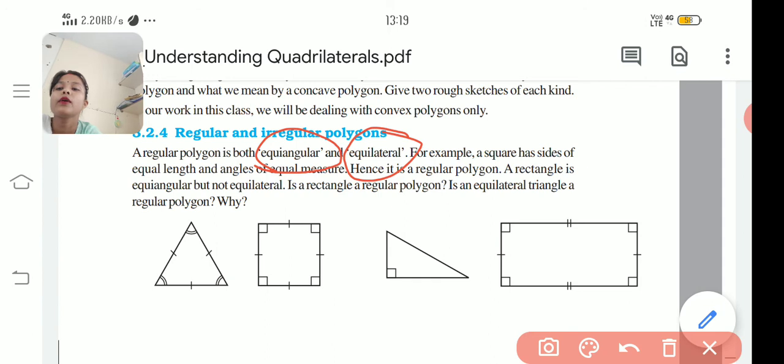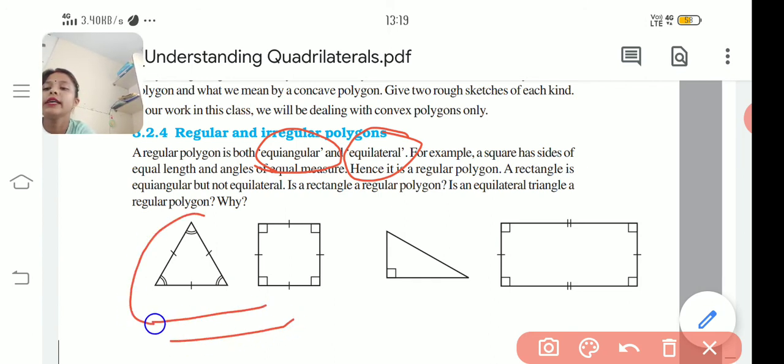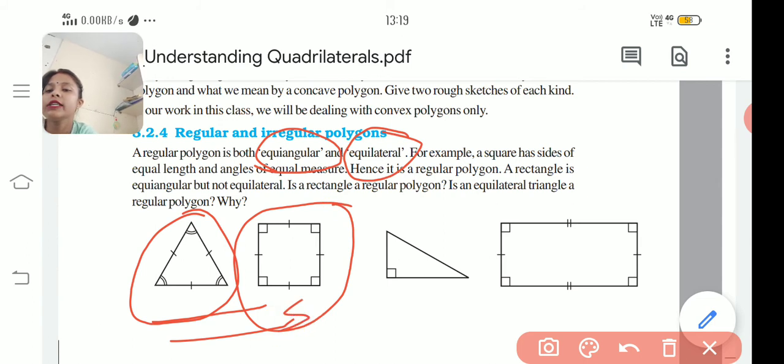Fine. Okay, so here the examples are given. First one is your equilateral triangle, and this one is your square. In an equilateral triangle, all the sides are equal and all the angles are 60 degrees. And in the square, all the sides are equal and all the angles are 90 degrees. That's why these two polygons are regular polygons.